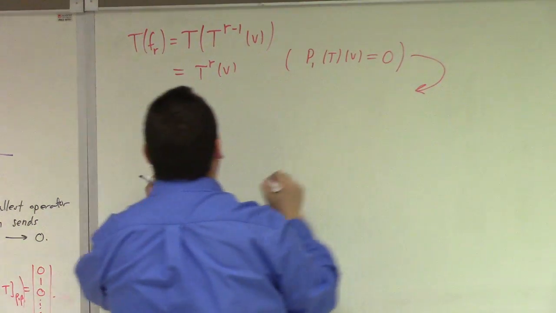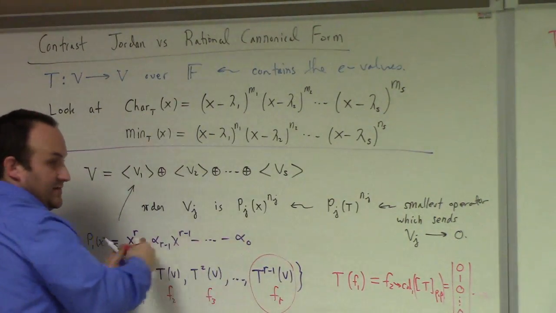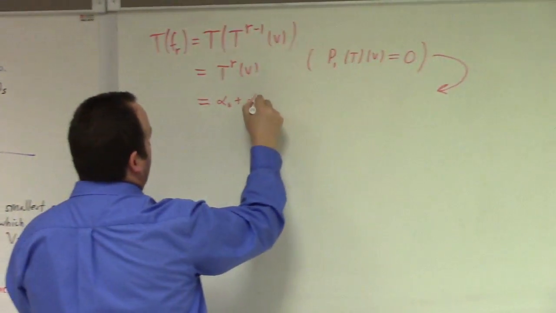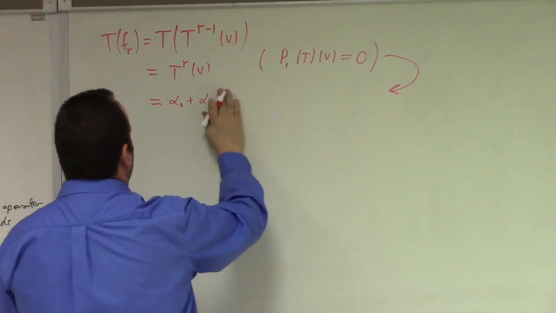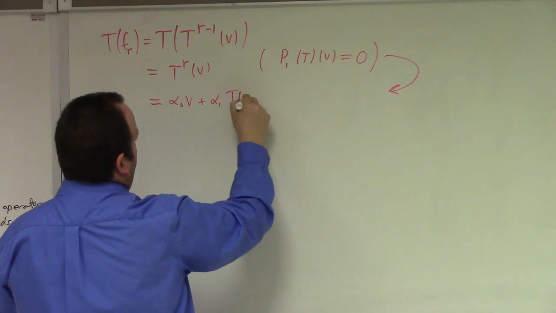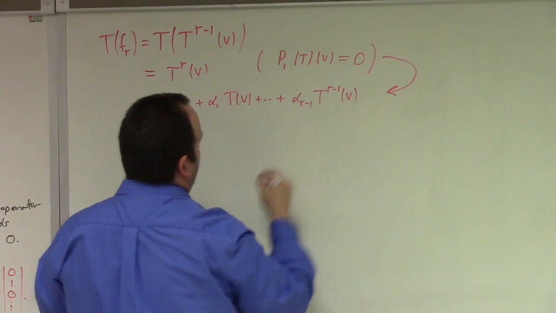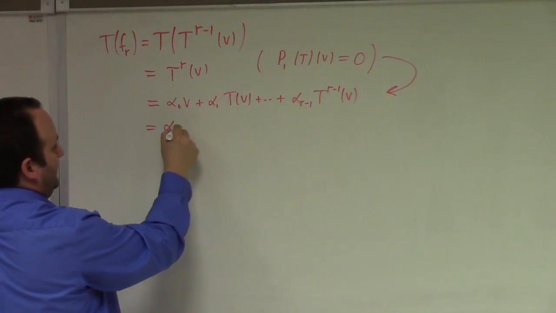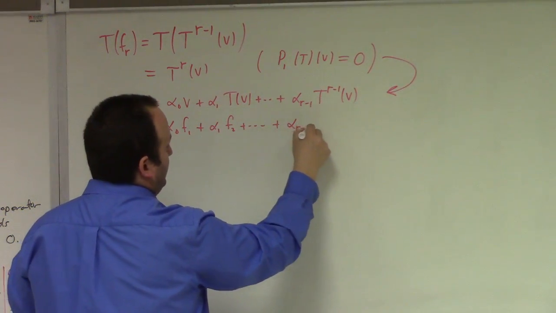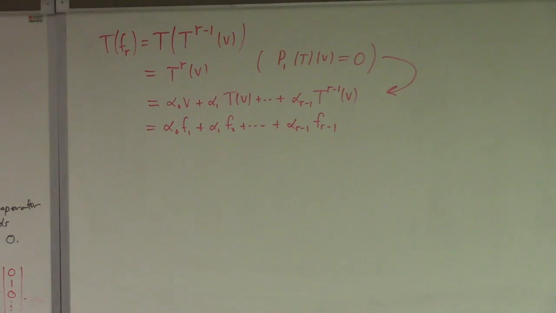So under that assumption, T to the R V is equal to alpha naught V plus alpha 1 T of V plus and so on plus alpha R minus 1 T to the R minus 1 V. But you see what that is? That's alpha naught F1 plus alpha 1 F2 plus and so on plus alpha R minus 1 F R. And that's why the last column in the companion matrix has what form?